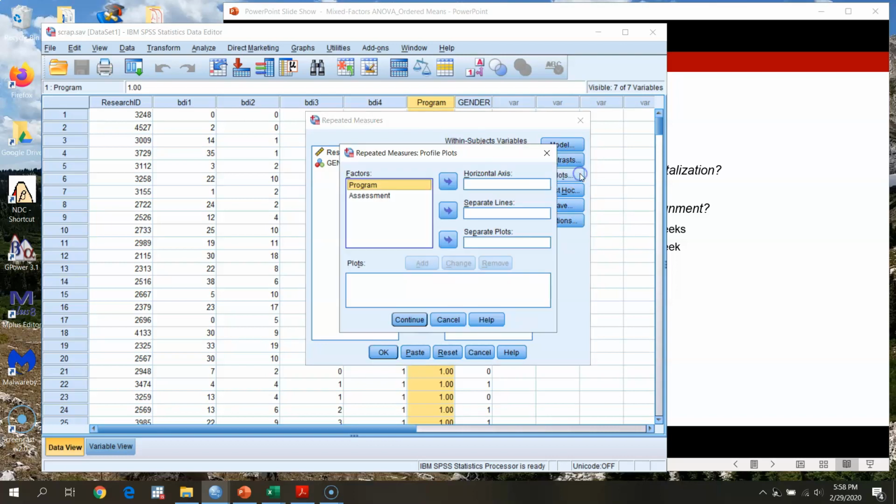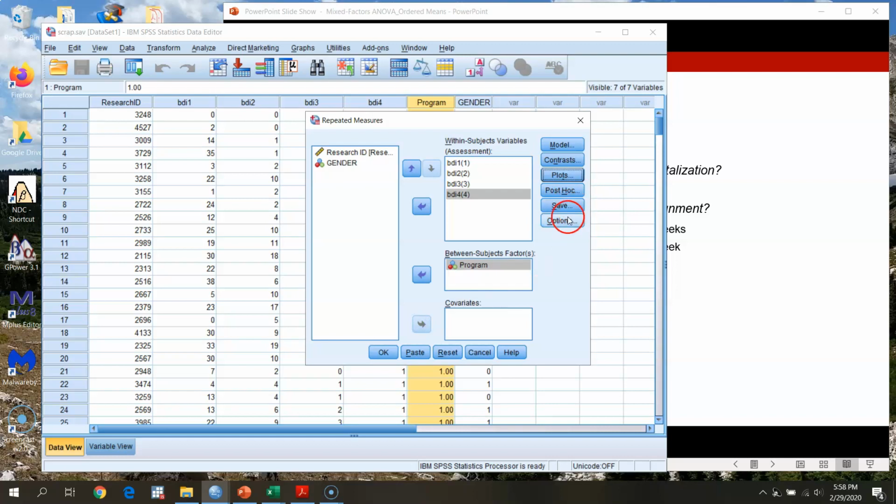We can go to Plots, and I'm going to say I want program as separate lines, my grouping factor as separate lines, and assessment on my horizontal axis. I'm going to hit Add. I don't like SPSS's graphs, but this will just give us something to look at. We're going to hit Continue here.